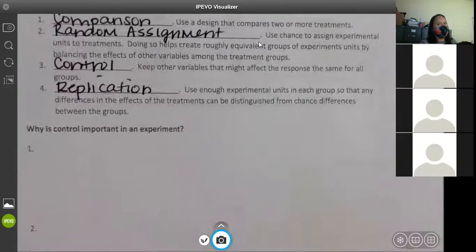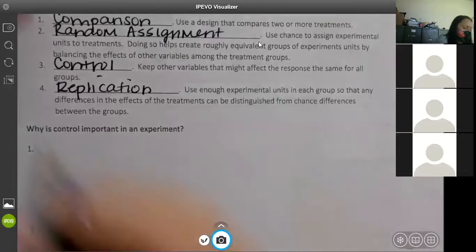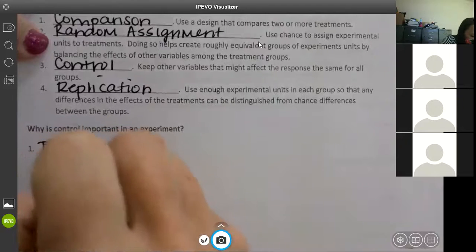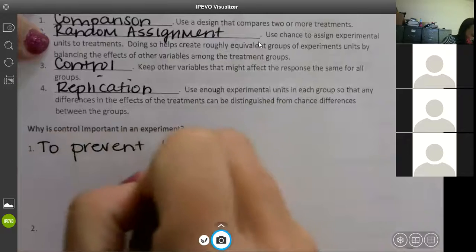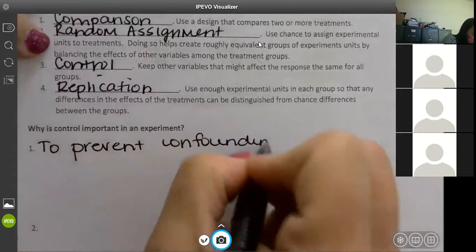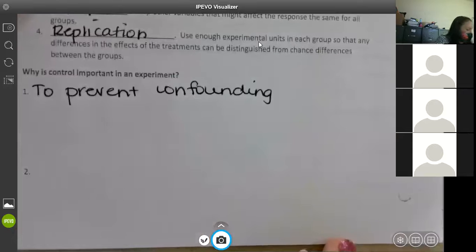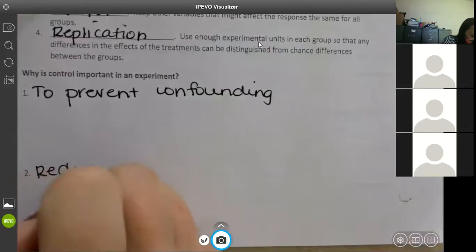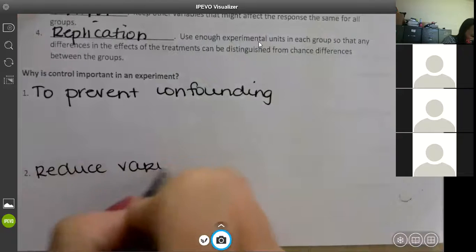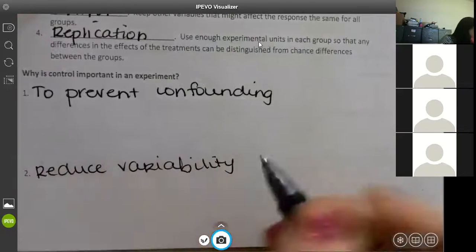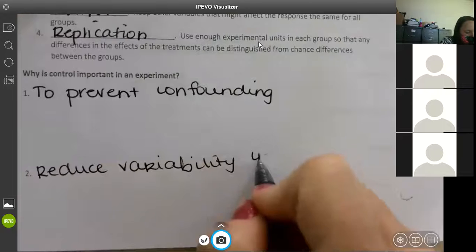These are real short. Why is control important in experiments? The first one is to prevent confounding. And the second is to reduce variability in the response variable.